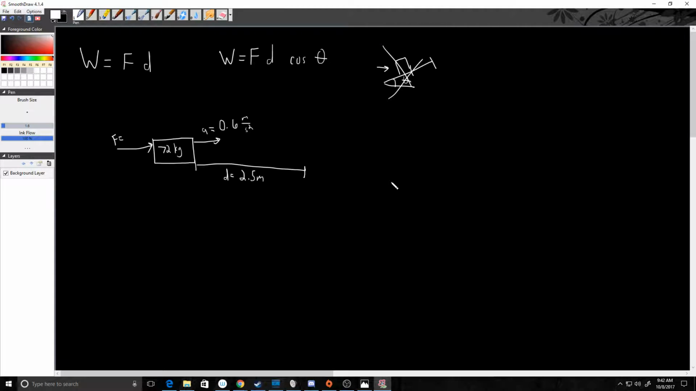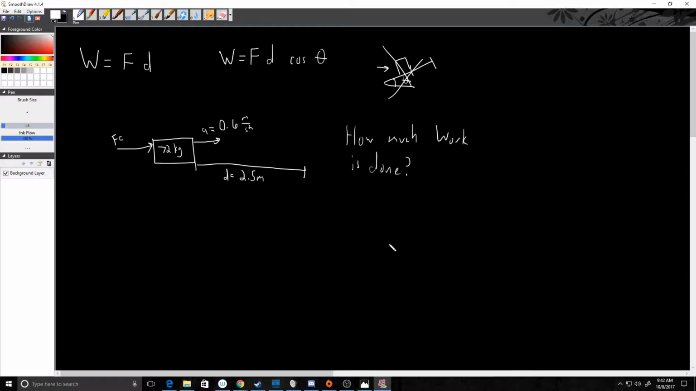All right. So let's say I am working in a hospital. I have a 72 kilogram patient, 72 kilograms with a gurney. I apply a force on the gurney that the patient's on. The gurney and patient accelerate at 0.6 meters per second squared, and I apply this force as it accelerates for 2.5 meters. My question is, how much work is done here?